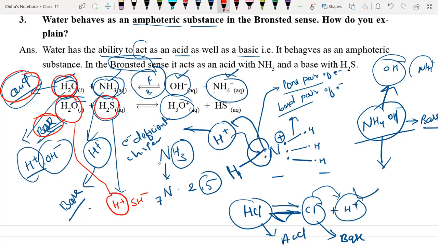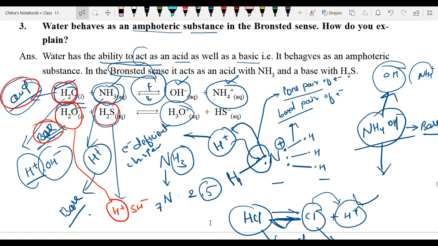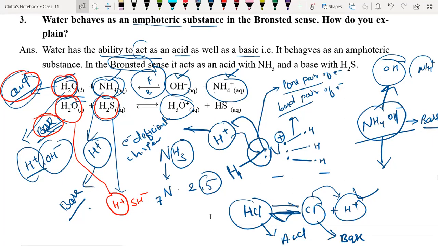So just remember, whenever a water molecule donates H positive ion, it is acting as an acid, and when it accepts H positive ion, then it is acting as a base. So it depends on the available condition on which water is going to act as an acid or base. It shows that water is an amphoteric substance. Understood? You can explain that with the help of the reaction of water with ammonia and the reaction of water with hydrogen sulfide.